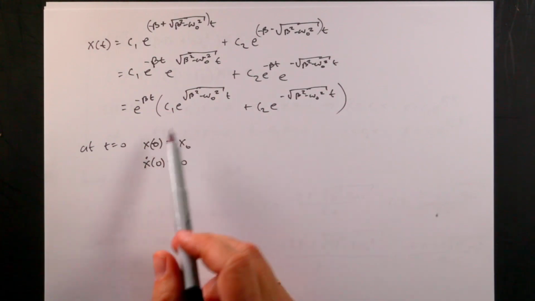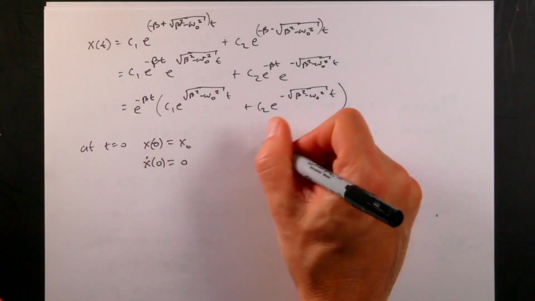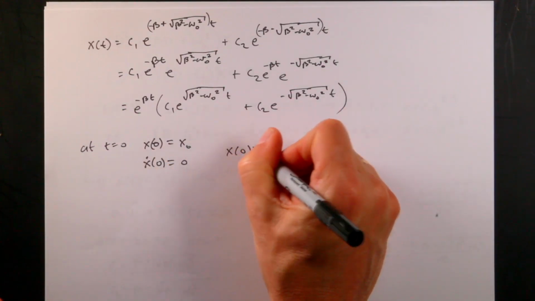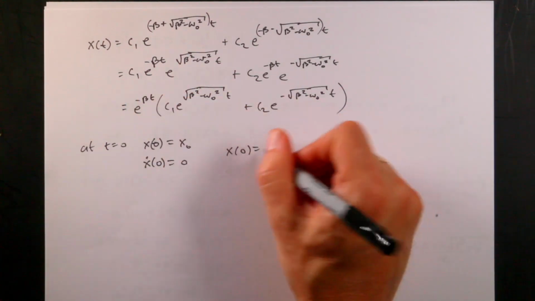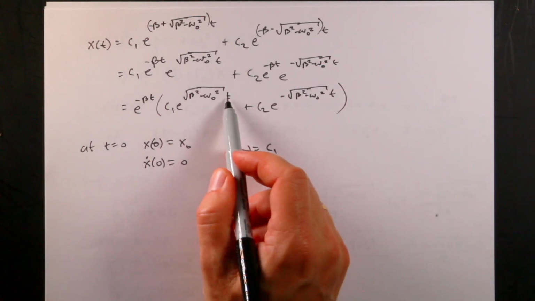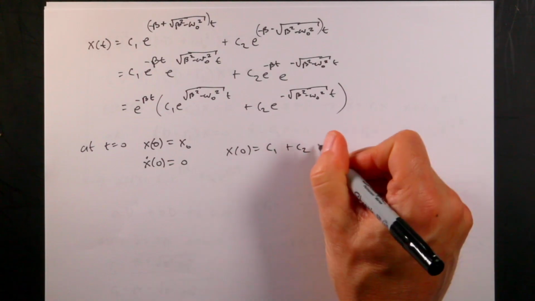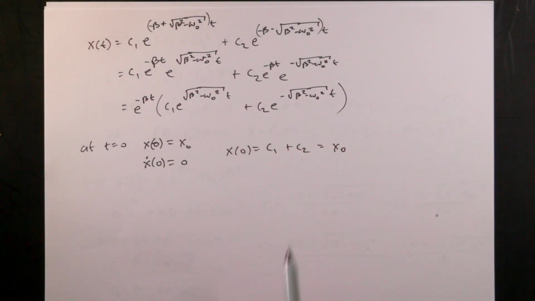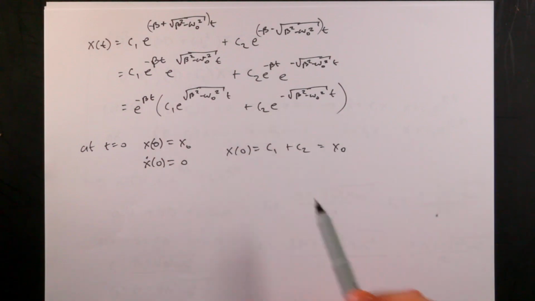Okay, so if I just put in t equals 0 up here, let's see what I get. So x of 0 is going to be e to the 0, which is 1. So that whole thing's 1. And then I get C1 times 1 plus C2. Is that right? Yeah, because t is equal to 0, so that whole thing goes to 1. So C1 plus C2 is equal to x0. I don't know C1, I don't know C2.